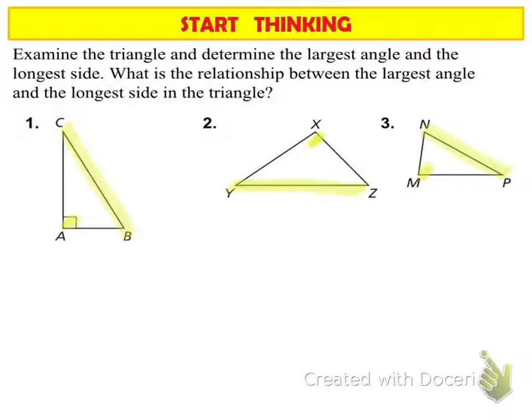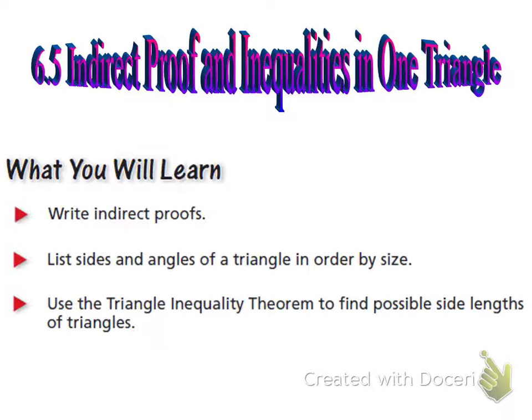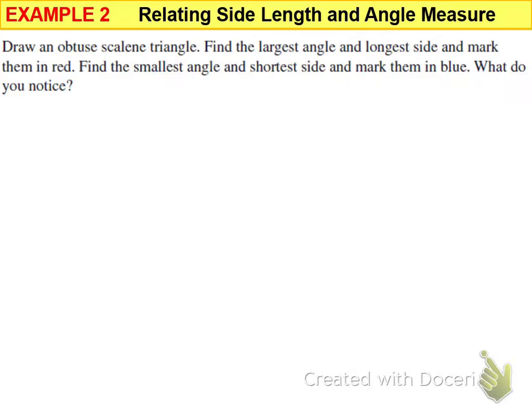Where is the longest side located in comparison to the largest angle? It's across from it. And that's going to happen for every single triangle. The same thing with the smallest side will be across from the smallest angle. And that's what we learned for the first portion of this section. So we're going to make inequalities. We're going to list sides and angles in order of size, smallest to largest and things like that.